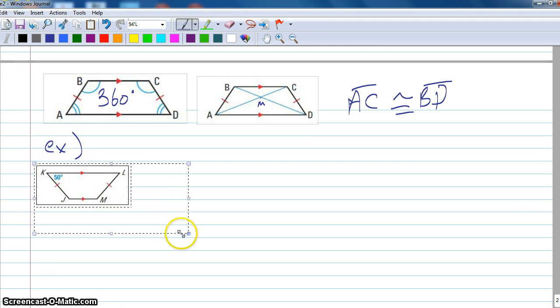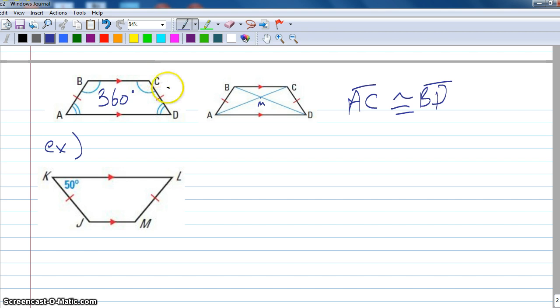Here's a trapezoid. This is an isosceles trapezoid because KJ is the same as LM. It has these little symbols, so this is an isosceles trapezoid. Let's find how much is angle L, how much is angle J, and how much is angle M. Well, if K is 50, which one else is 50? This one, L. L is also 50.